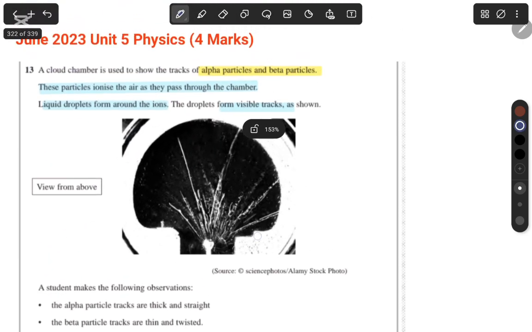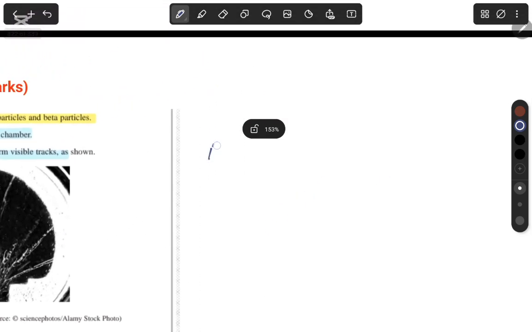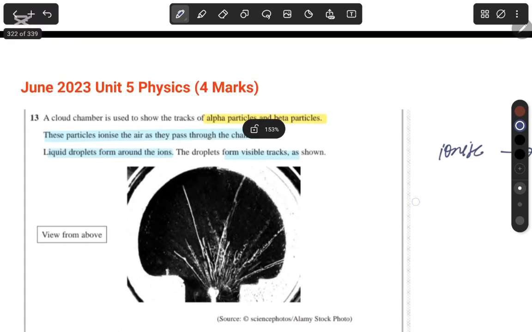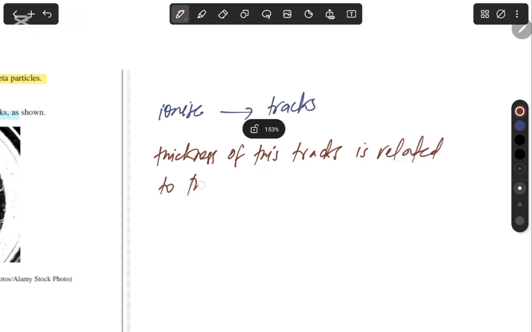So first of all, you want to understand how it works. When you ionize the air, you get the tracks. So you're going to be ionizing the air, and based on that, you're going to get the tracks. Now, that means that the thickness of these tracks is related to the ionizing power. The more you ionize, the thicker the tracks become.